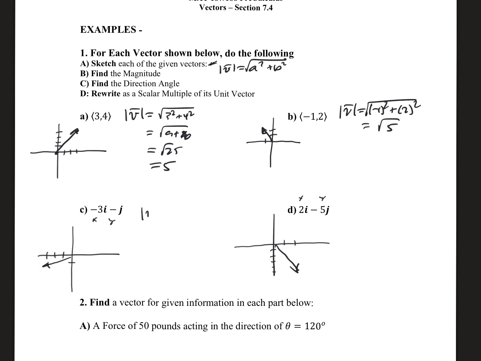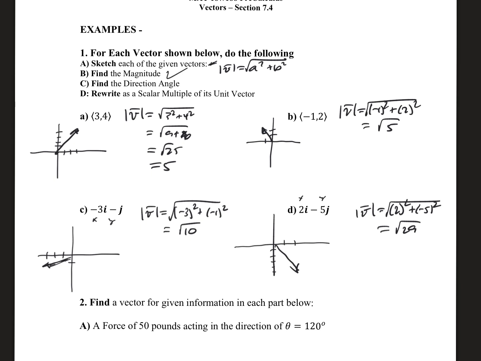Over here, the magnitude of v is -3 squared plus -1 squared. I believe that becomes the square root of 10. So that's essentially the length of that vector there. And then last but not least, the magnitude of this vector is 2 squared plus -5 squared, right? That becomes, I think, the square root of 29. So that's how long that vector is. So there's basically your magnitude. It's essentially your Pythagorean theorem.